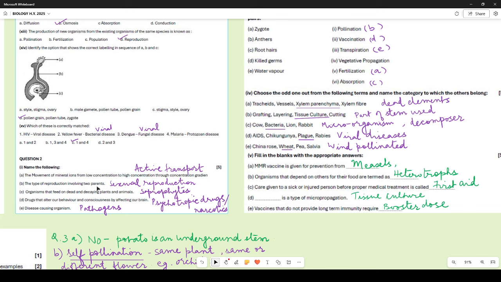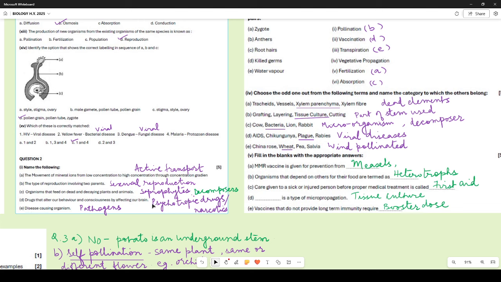The type of reproduction involving two parents is sexual reproduction. Organisms that feed on dead and decaying plants and animals, saprophytes. You can also write decomposers over here, right? But remember, they are not scavengers, because scavengers are animals that feed on dead animals.